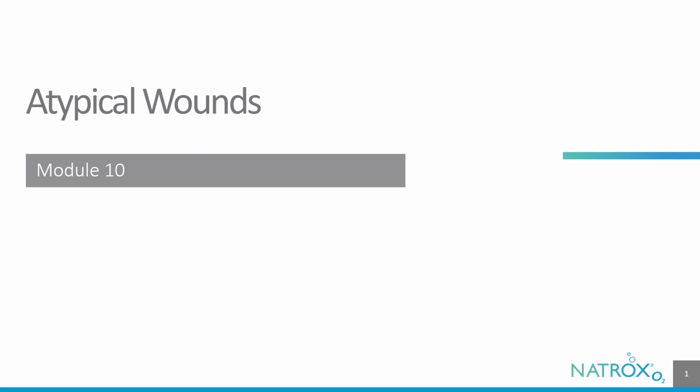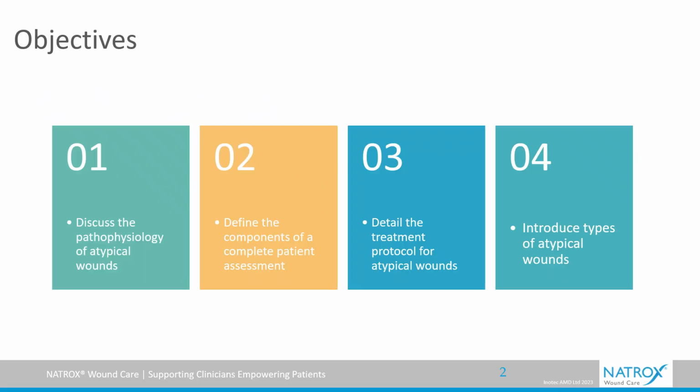Hello and welcome to Module 10, Atypical Wounds. Our objectives for this module are to discuss the pathophysiology of atypical wounds, define the components of a complete patient assessment, detail the treatment protocol for atypical wounds, and introduce types of atypical wounds.